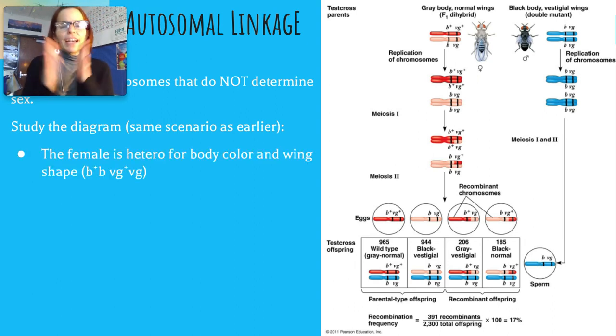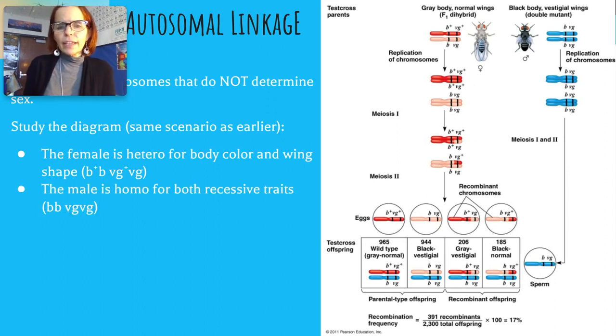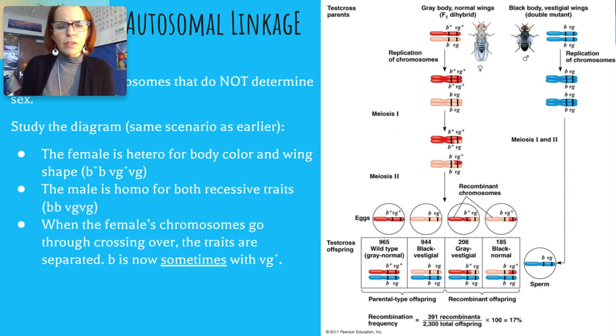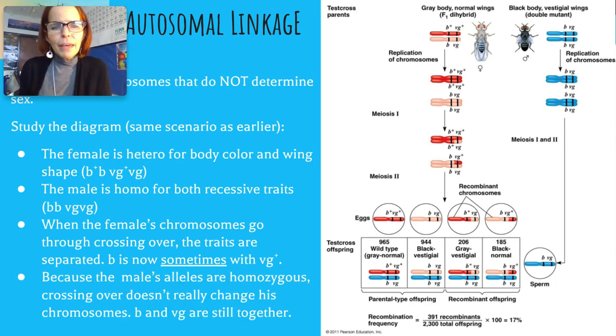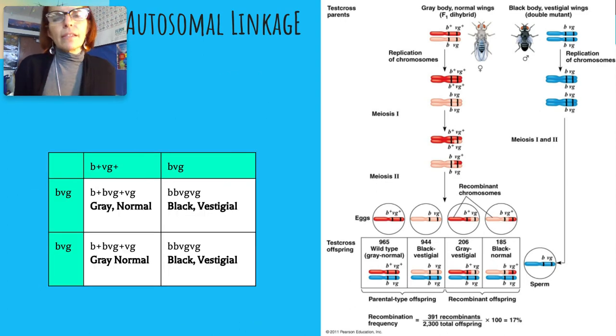All right, so I'm going to kind of repeat here. The female is heterozygous for body color and wing shape. The male is homozygous for both recessive traits. When the female's chromosomes go through crossing over, the traits are separated. B, lowercase b, the recessive, is now sometimes with VG plus, the dominant normal wing shape. Because the male's alleles are homozygous, crossing over doesn't really change his chromosomes. B and VG are always still together.